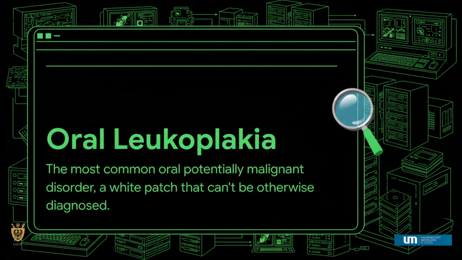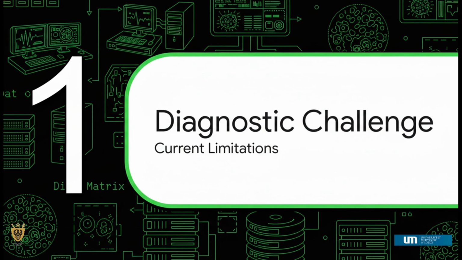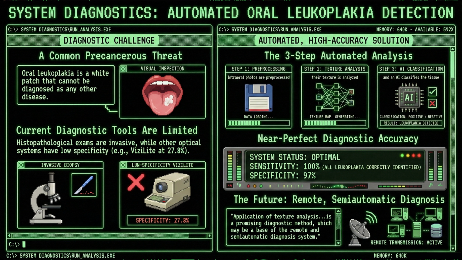So first, let's talk about what we're dealing with here: oral leukoplakia. It's the most common condition in the mouth that has the potential to become cancerous. It just looks like a white patch, but the stakes are high. Getting an early, and more importantly, an accurate diagnosis is absolutely critical. But getting that accurate diagnosis, it's not as simple as it sounds.